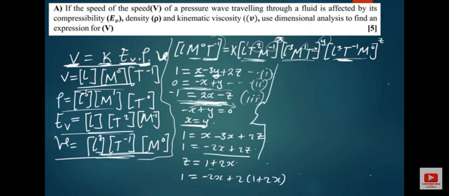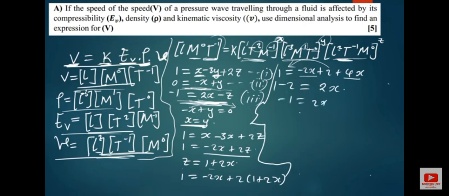Then after finding that, I have to simplify that. So I have 1 is equal to -2x, then plus 2 plus 2 times 2x, that will give me 4x. So this 2 can go to the other side, so that I have 1 minus 2 on this side, and on the other side I'll have -2x plus 4x. That will give me 2x. And then this side we have -1 is equal to 2x, meaning the value of x becomes -1/2.